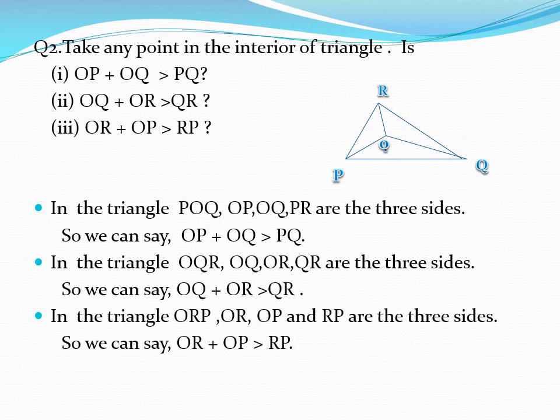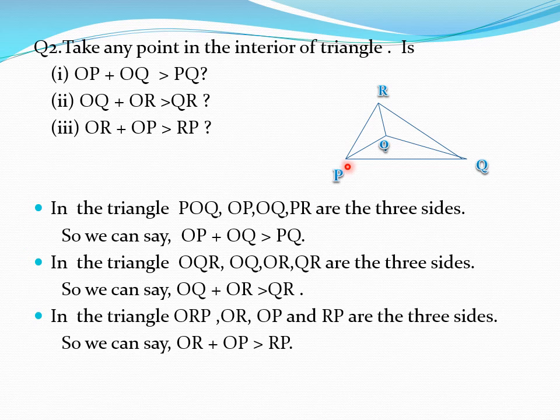Question number 2. Take any point in the interior of the triangle. Is OP plus OQ greater than PQ, OQ plus OR greater than QR, OR plus OP greater than RP? Children, in the triangle PQR, the sides are PQ, QR and PR. Here in the figure we have got three other triangles by taking the interior point O.